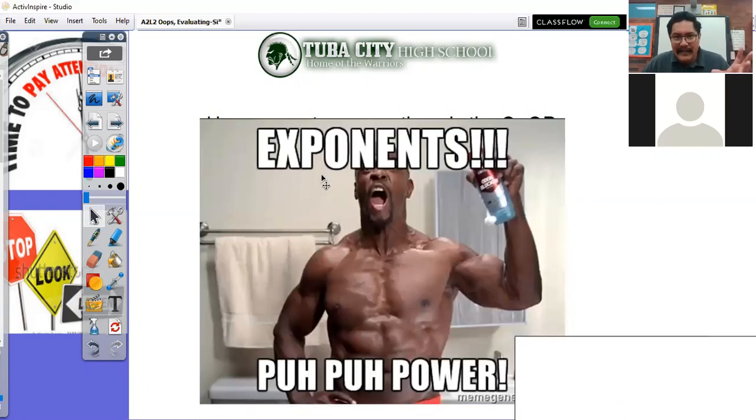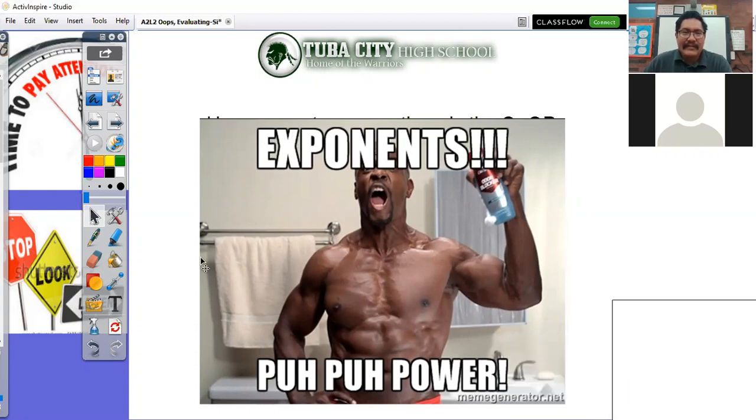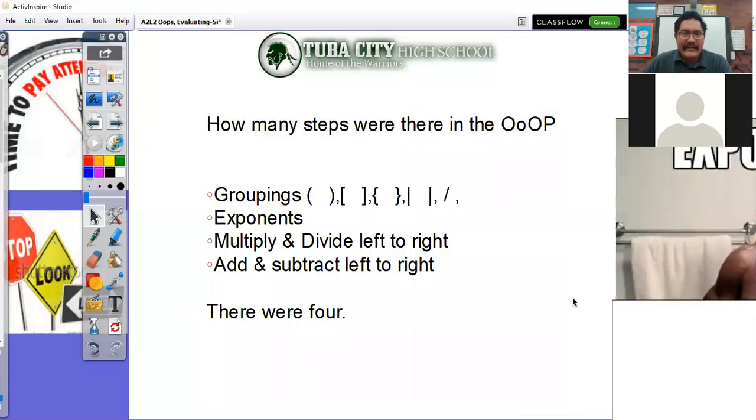Exponents, power. Like I said, it probably would have had a little more impact if I had shown that first. But there you go, so hopefully you don't forget it. Back to here. So exponents, and then multiply and divide from left to right, and then add and subtract from left to right.